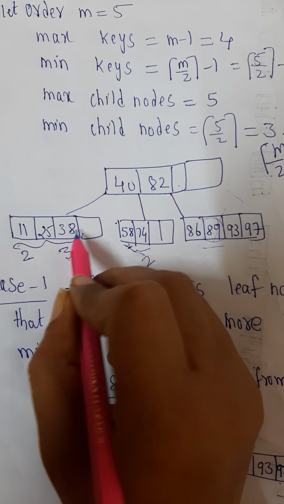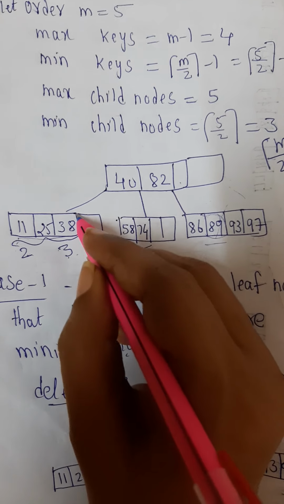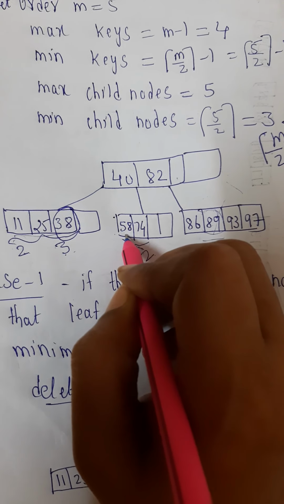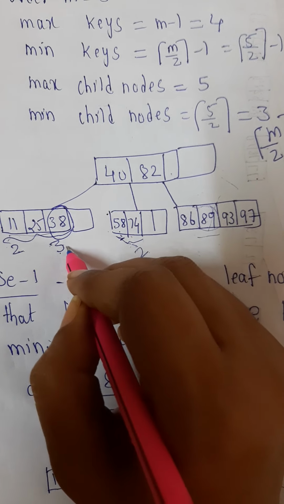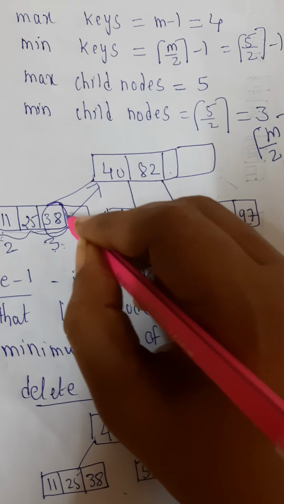So let us get a borrow. In this we have to see the maximum. So what is maximum here? 38. Now just like that, we should not get a borrow from the left sibling. What we have to do is this 38 should go to the parent node now. So 38 will go to the parent node.